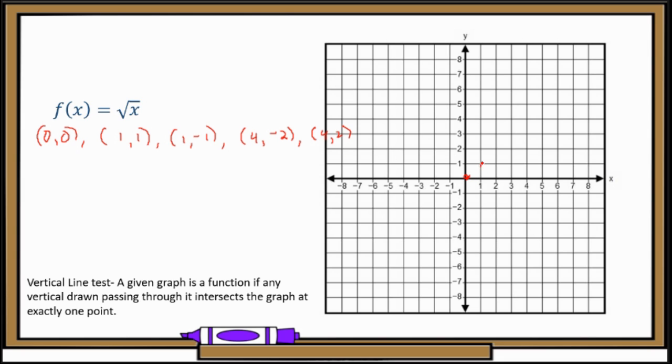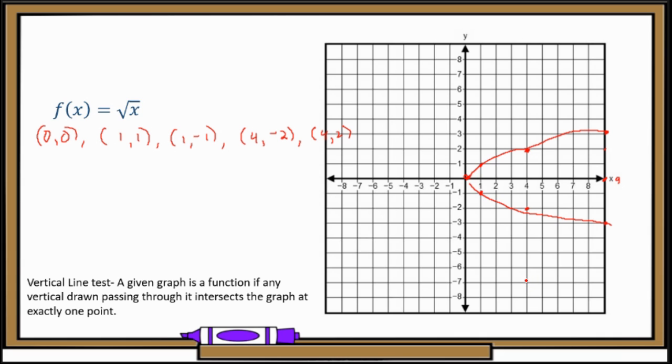0, 0, 1, 1, 1, negative 1. At 4, it is 2, and also it can be negative 2. Finally, for 9, say for example, we have here 9. We know that it corresponds to negative 3 and also 3. So, drawing a smooth curve, we know that this is not a function from the examples that we did earlier.